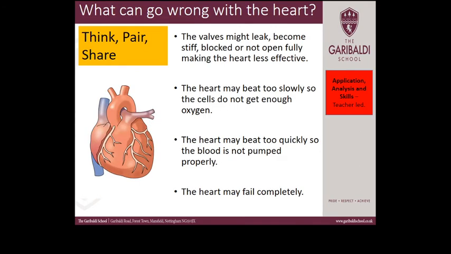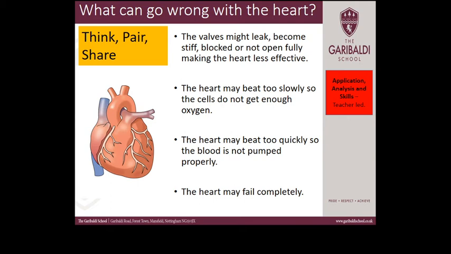So, what can go wrong with the heart? I want you to think about this. The valves might leak. So you can have leaky valves. They become stiff, blocked, and they don't open fully. It makes the heart less effective.